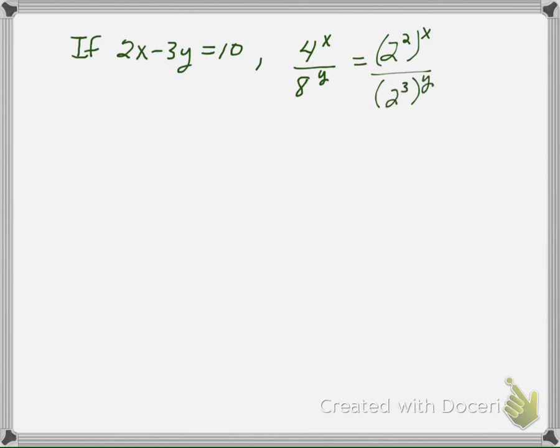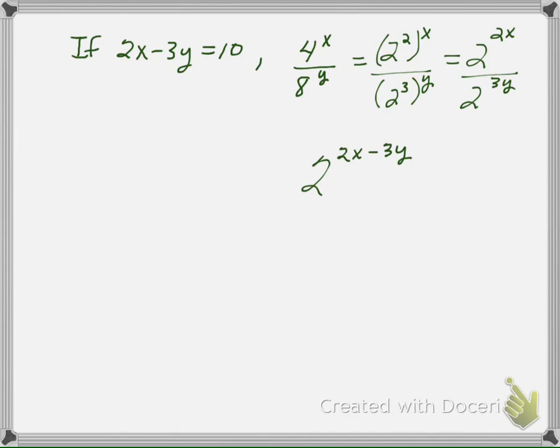All right. Raise power to power, you get 2 to the 2x. And this is 2 to the 3y. Okay, now bases are the same, right? And it's being divided. What do you do with exponents when bases are the same and you're dividing? Oh, you subtract them. Okay, so 2 to the what power? All right, subtract. So what do you get? What expression do you get when you subtract? 2x minus 3y.